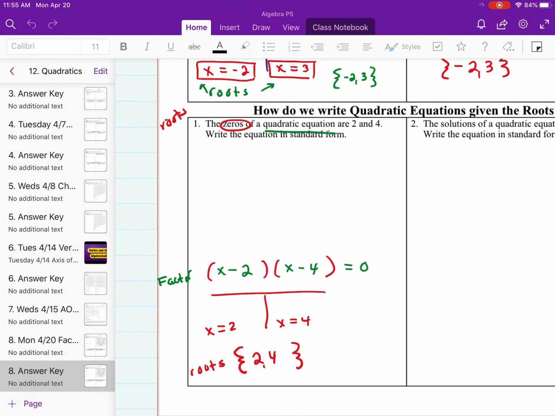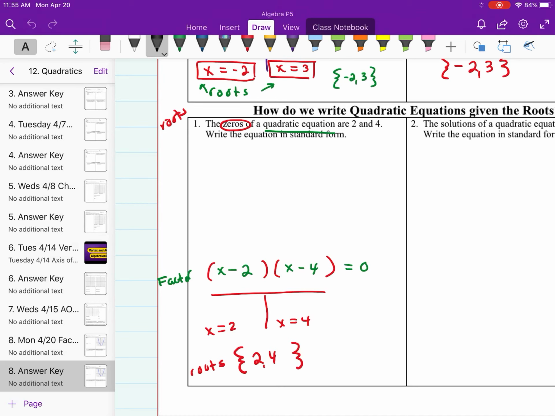If you do the box method and multiply this back together, you would be getting x times x, which is x squared, x times negative 4, which is negative 4x. All right, so that's that times that times that.